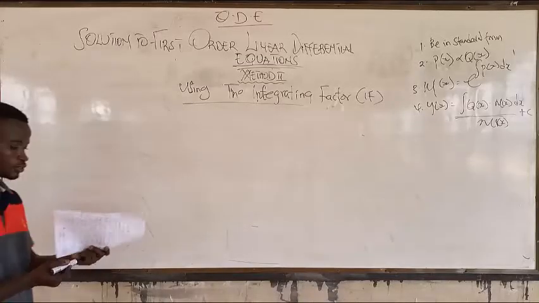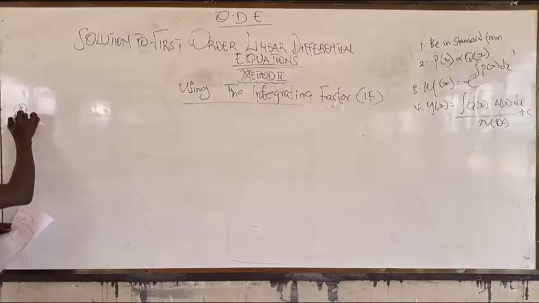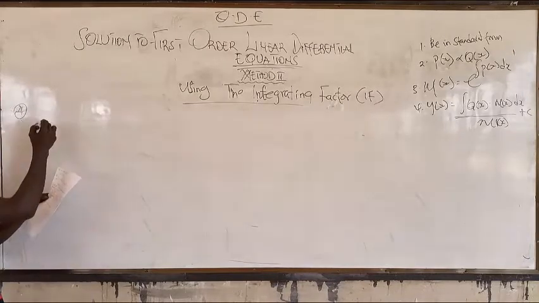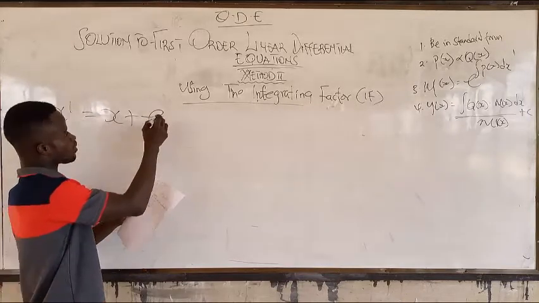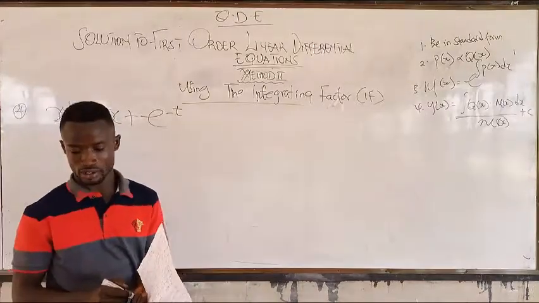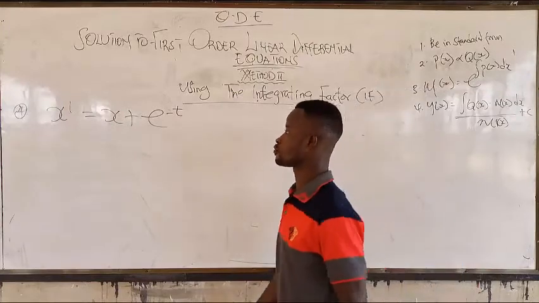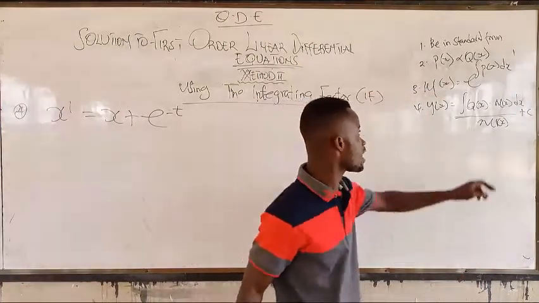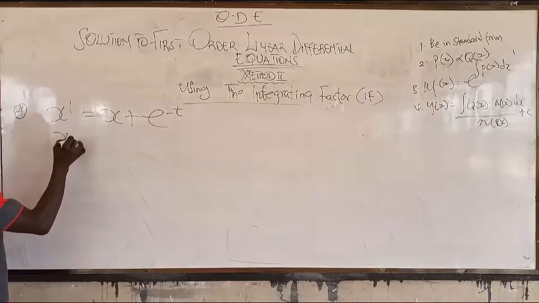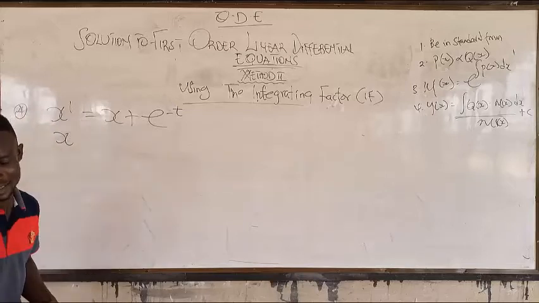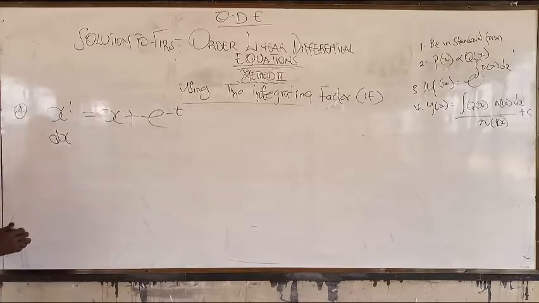Alright, which one should I choose? Let's go for 1, 2, 3, 4. Let's go for the fourth part, which is s prime is equal to s plus e raised to the power negative t. Very good. To solve the general equation for this, we first leave it in the standard form. So now the S is our dependent function.